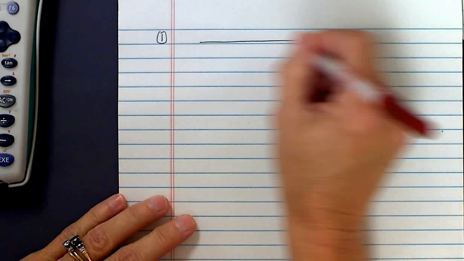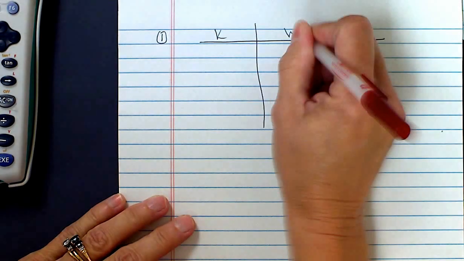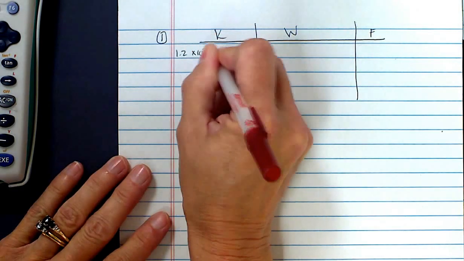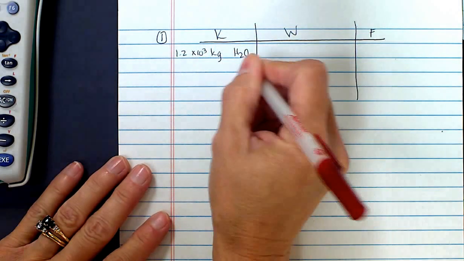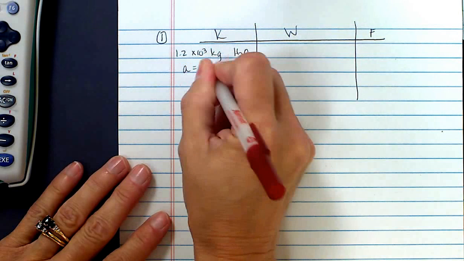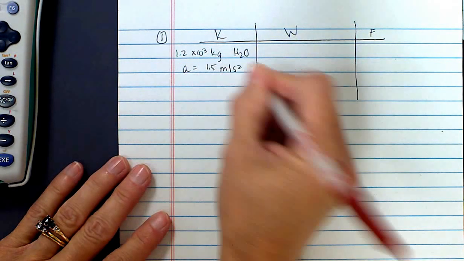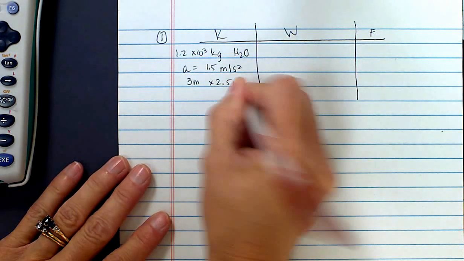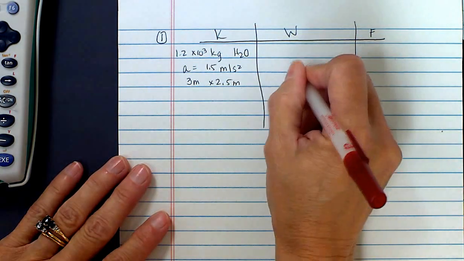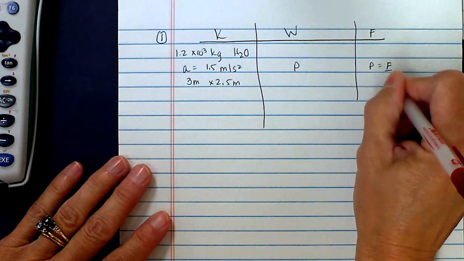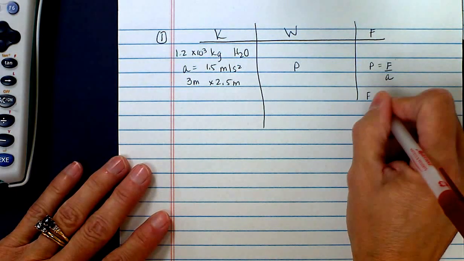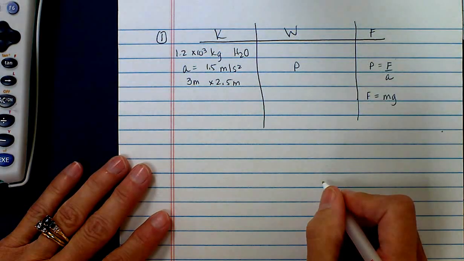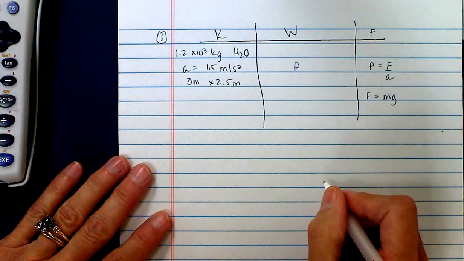So again, let's make our know-want-formula grid that will help us organize our information. We know that it's 1.2 times 10 to the third kilograms of water. We know that the acceleration is 1.5 meters per second squared. We know the door is 3 meters by 2.5 meters. And we want to know the pressure. Well, pressure is force over area, and force is mass times acceleration due to gravity. So let's go ahead and work through this and see what we can figure out, shall we?